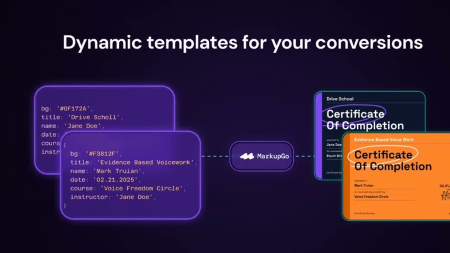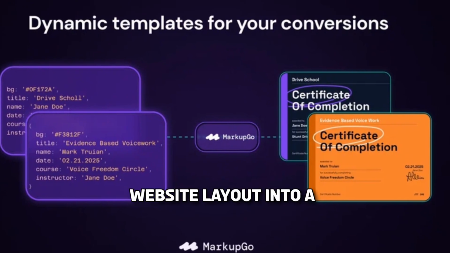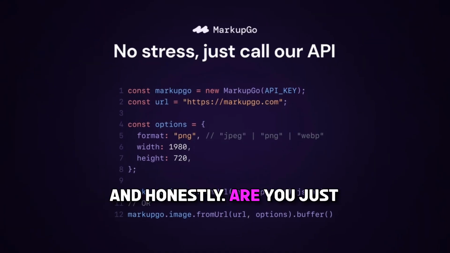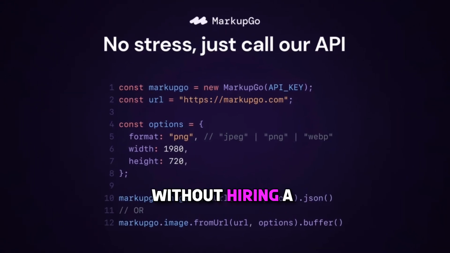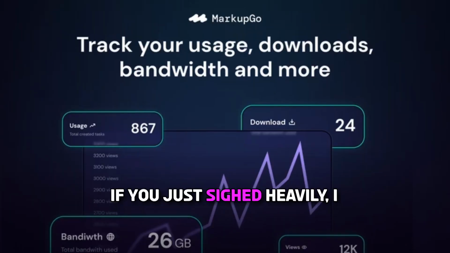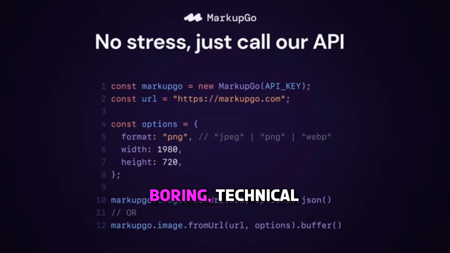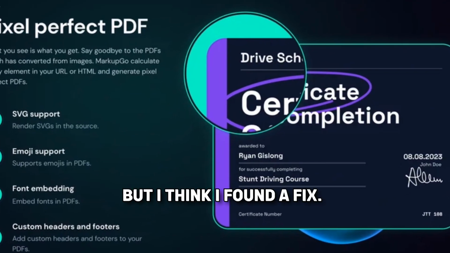Are you tired of your Save as PDF function turning your beautiful website layout into a jumbled mess of text and broken images? And honestly, are you just looking for a way to make your chaotic workflow look professional without hiring a developer? If you just sighed heavily, I feel you. Dealing with document generation is one of those boring technical nightmares that nobody talks about until it breaks. But I think I found a fix.